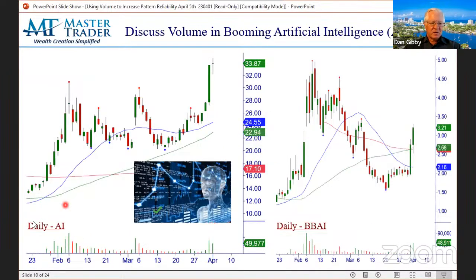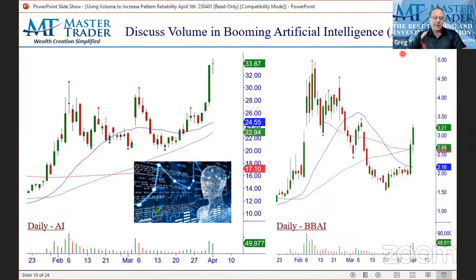Greg, you take this one. These were two AI stocks that we were looking at the other day, and we were talking about volume and today's subject. So what do you got here for us? Well, you can see the big volume spike that occurred here. It catches your eye, but obviously you can see the price did the same thing.